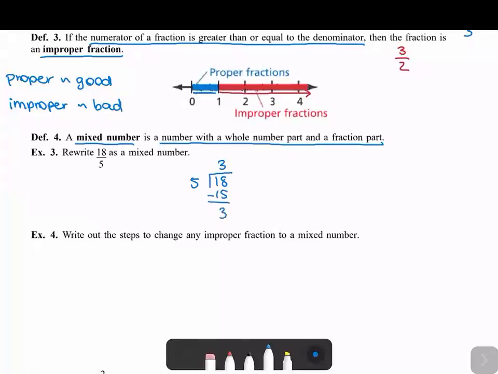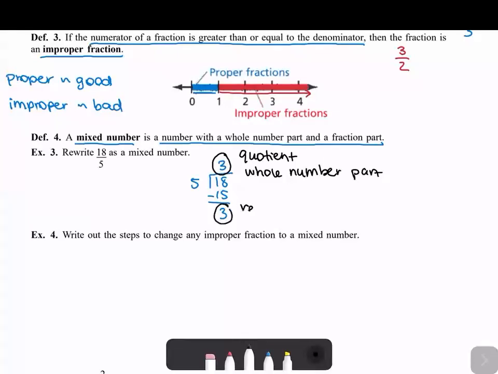And we have a remainder of 3. So we identify these two numbers. We identify the quotient as being our whole number part. So in 18, we have 3 whole groups of 5, where we have the whole thing. We have all 5 that we need. So that tells us that this 3 is going to go to our whole number part.